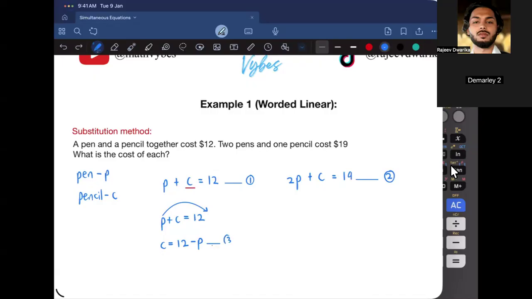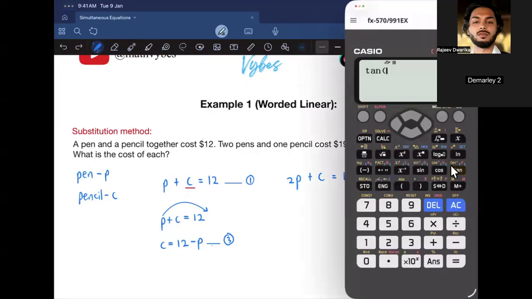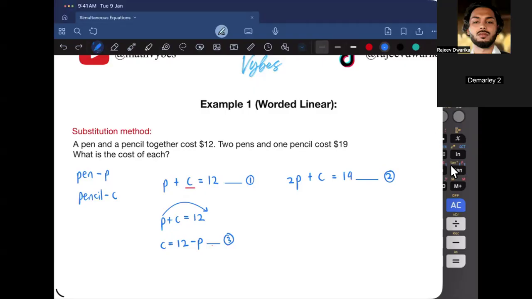So why is this important? Remember, if you have two unknowns, you can't do anything. You can't do a single thing. But if you have one, it's very simple. And so we know what the cost of the pencil is in terms of the pen. I want you to understand that. So, in other words, a pencil is just 12 minus the cost of a pen. Understand? And so I can now take this and plug it into equation 2. So you see how you use equation 1 to make equation 3? You cannot plug it into equation 1. You need to use the other equation you didn't use.